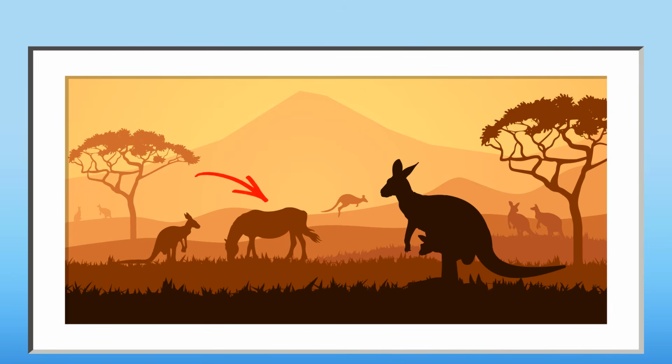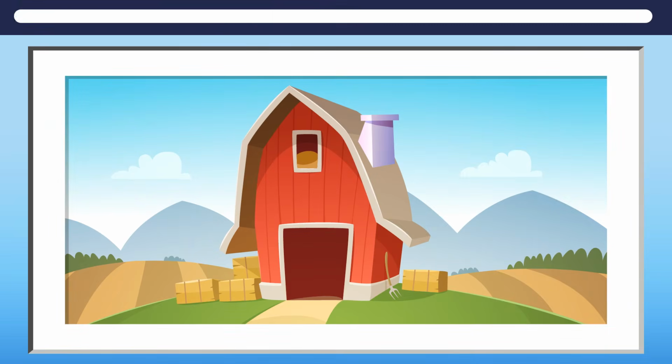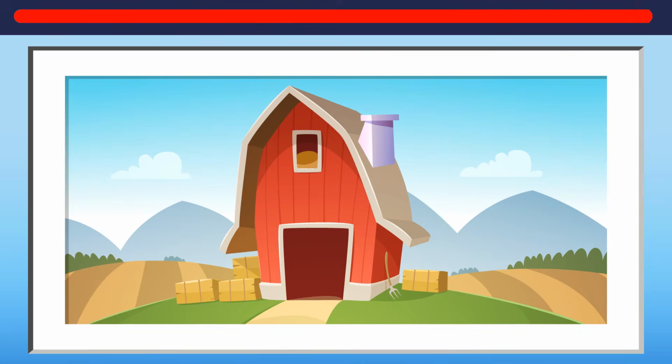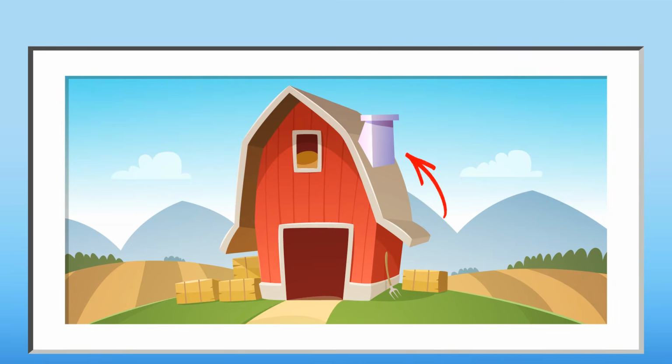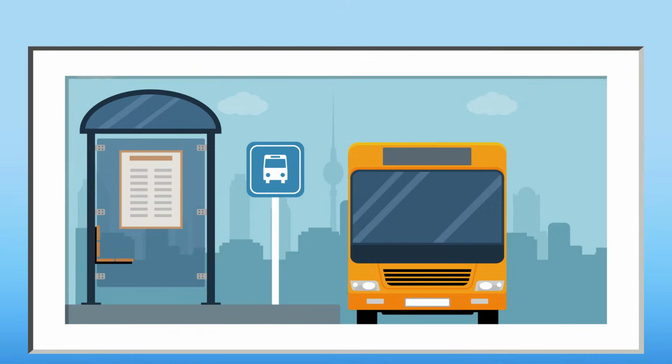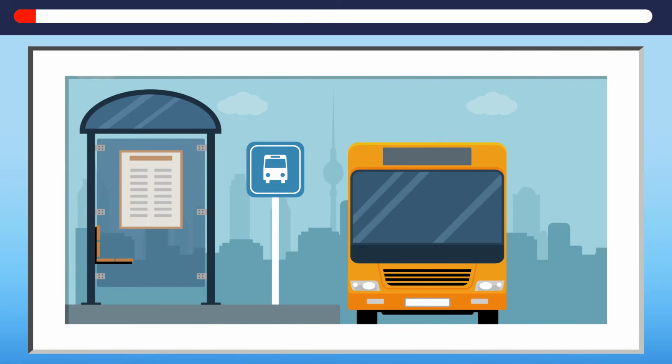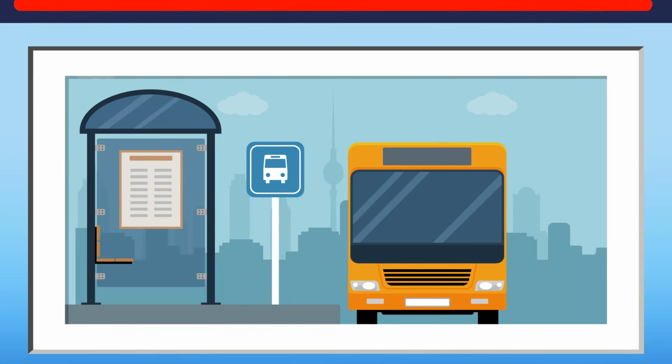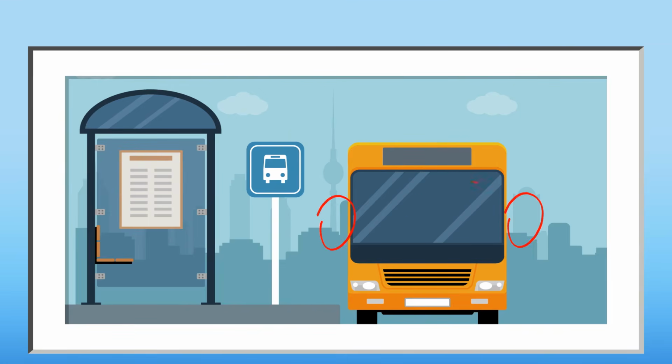This horse looks rather natural among kangaroos, but it doesn't belong there. What's wrong in this picture? Why would a barn have a chimney? I suspect something is missing in this picture. Can you figure out what exactly? The bus doesn't have side mirrors and windshield wipers.